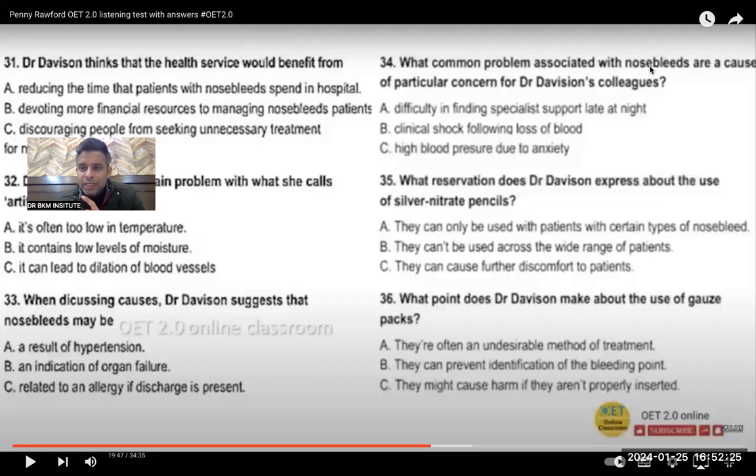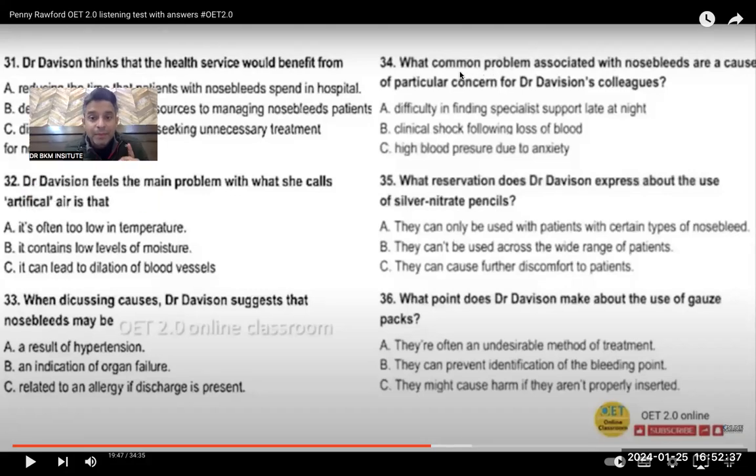What common problem associated with the nosebleeds is a cause of particular concern? So what is the particular concern? So particular word, main words are very, very important, because there can be many concerns, but we have to find a particular main concern. So what common problem associated with the nosebleeds is a cause of particular concern? What reservation? Reservation is a very typical word. Reservation means limitation. Limitation means drawback.